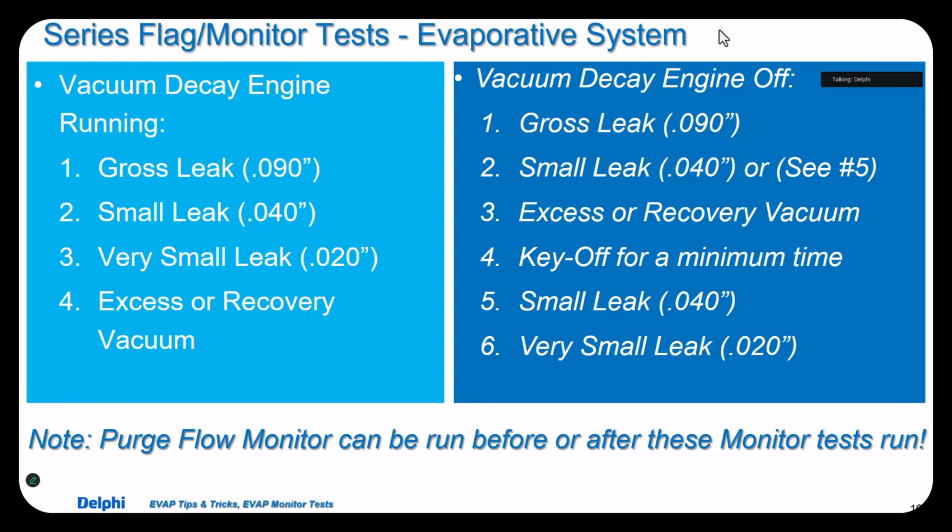Now, if we go over to the other side, called vacuum decay with engine off, most of them only do the gross leak with the engine running. I have seen some earlier ones where they did the small leak, the 40,000 of an inch, with the car running. Then they do a recovery to see that there's no restriction in the system. Then you turn the key off. Then it sits there, and think of like a gallon of gas sitting in the sun, sealed up. It's going to expand, it's going to contract. Well, that's what's happening with your gas tank when you shut it off. And typically what you're running there is the very small leak, but in some applications, they basically run the small leak at the same time.